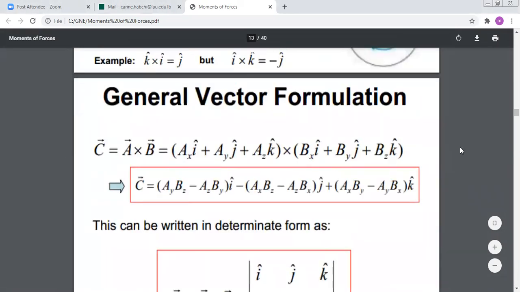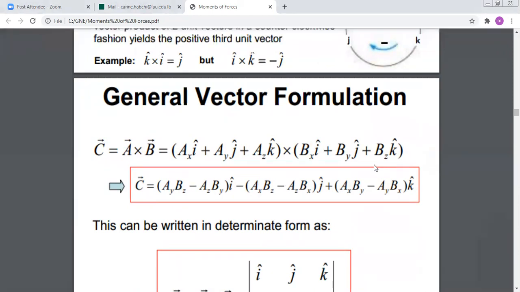Now, in general, another way to calculate the vectorial product is the analytical way. Okay? So if I have two vectors, A and B, and I am doing A vectorial B, I can decompose A and B into their components. So I will write A in the form of AX I plus AY J plus AZ K. And the same for B, BX I plus BY J plus BZ K.